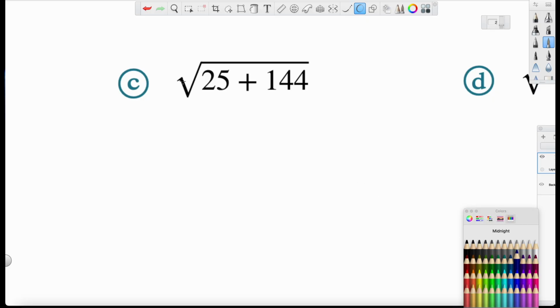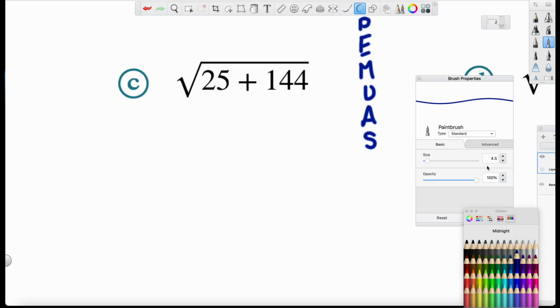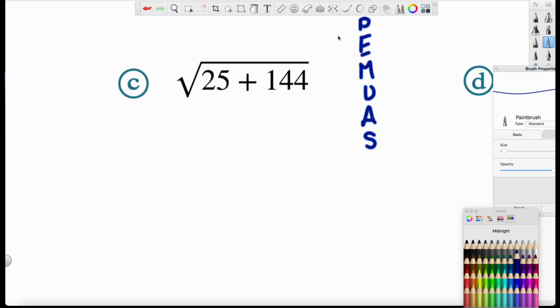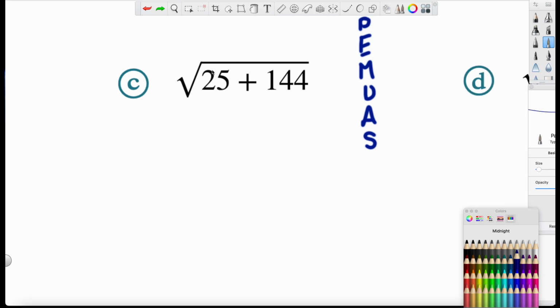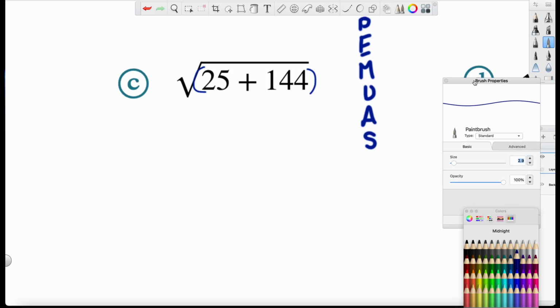Get some confidence. Square root of 25 plus 144. So we are always going to follow the order of operations. I think my stylus is too thick, so let's bring that down a little bit. Underneath the radical here, we've got 25 plus 144, which is our radicand. And even though we don't see it, we know that this quantity we could write in parentheses, and so we would want to do everything in the parentheses first.